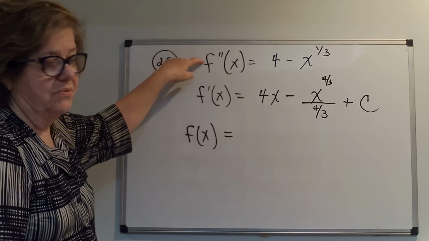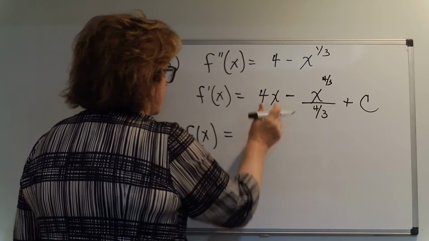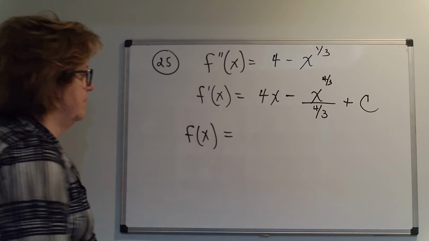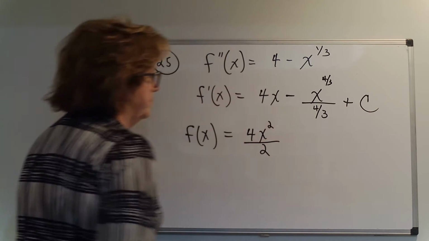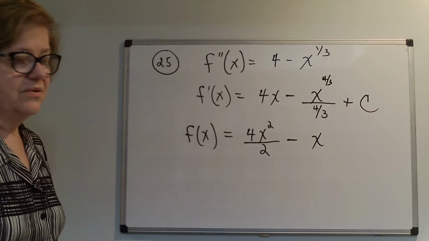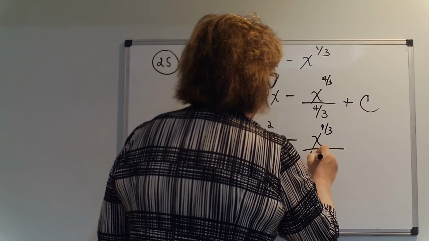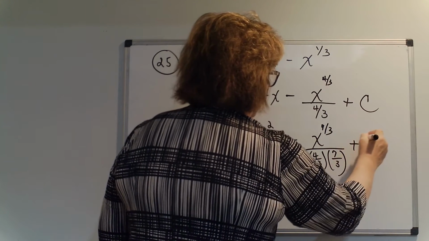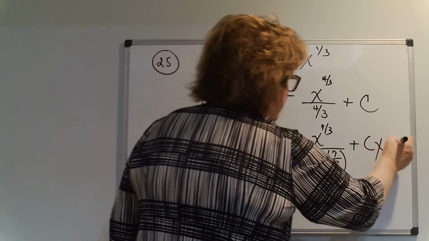So we're going backwards. We're going from the second to the first to the original function. So the antiderivative of this, remember, you add 1 to the exponent and divide. So it would be 4x squared over 2. Add 1 to the exponent and divide. Well, 3/3 plus 4/3 would be 7/3. And then on the bottom we'd have 4/3 times 7/3. Plus c times x. C is just a number. Plus d.